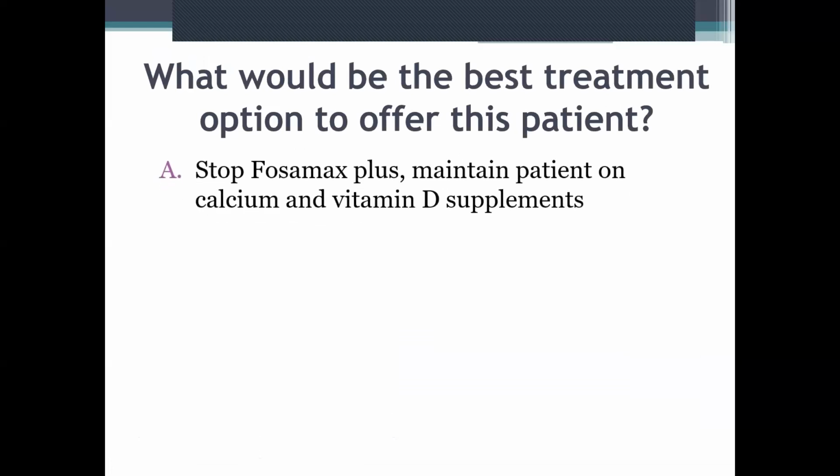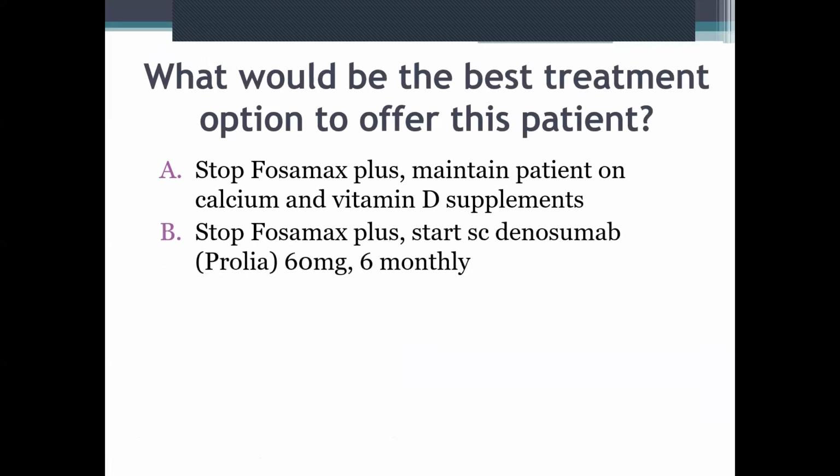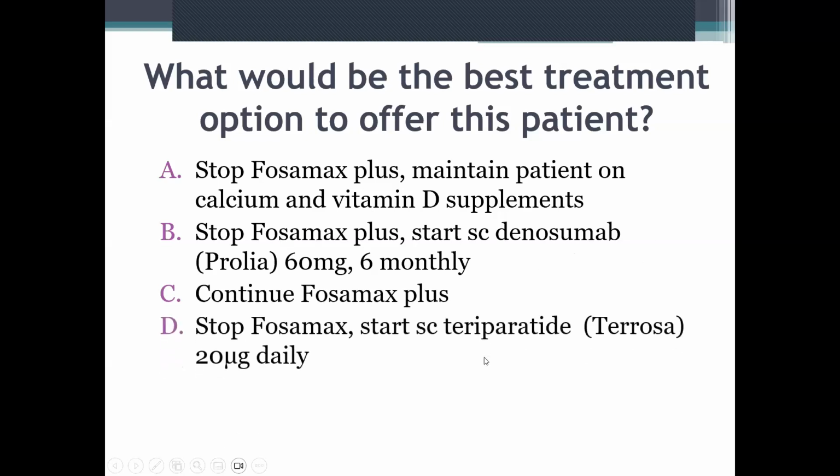So obviously we can't just maintain on calcium and vitamin D supplements, the bone mineral density will decline. And again, it doesn't make sense to start him on Prolia because they're both anti-resorptive agents. So not quite interchangeable. If someone were to fail therapy with alendronate, we would not switch them over to denosumab, or vice versa. We would want to move up the ladder of therapy. So obviously not continue Fosamax plus because the BMD has not improved.